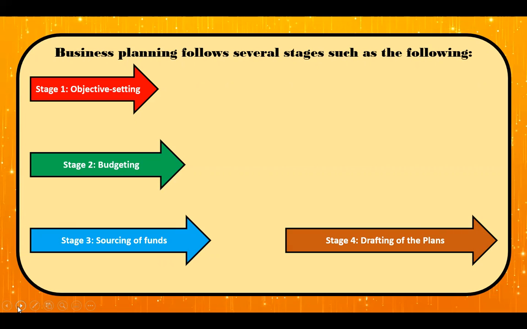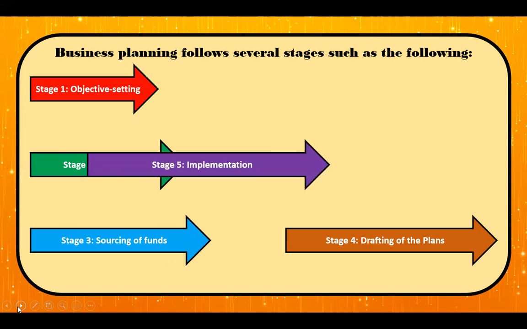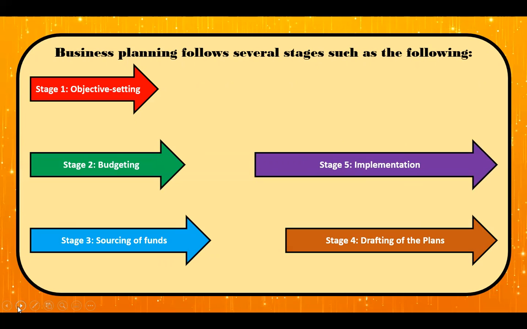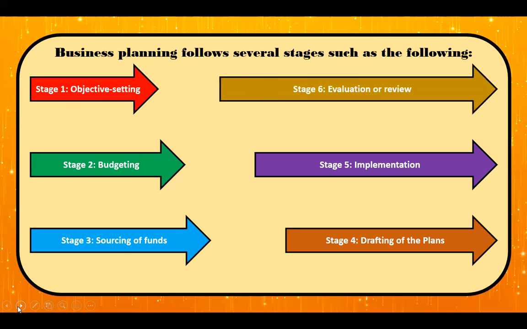So in strategic planning, the plans would come from top administration, and then the lower level management makes their own operational plans. Next is about implementation. So after drafting the plans, stage five is implementation. So here, plans are actualized. So the persons accountable for the implementation of the plan must see to it that nobody deviates from what is desired. And of course, the last stage is about evaluation or review.